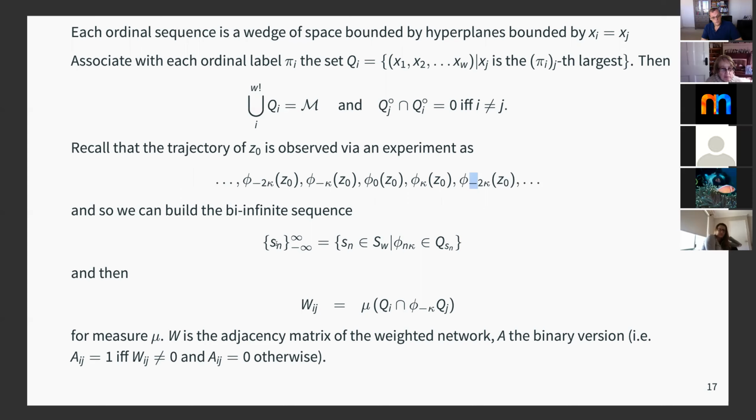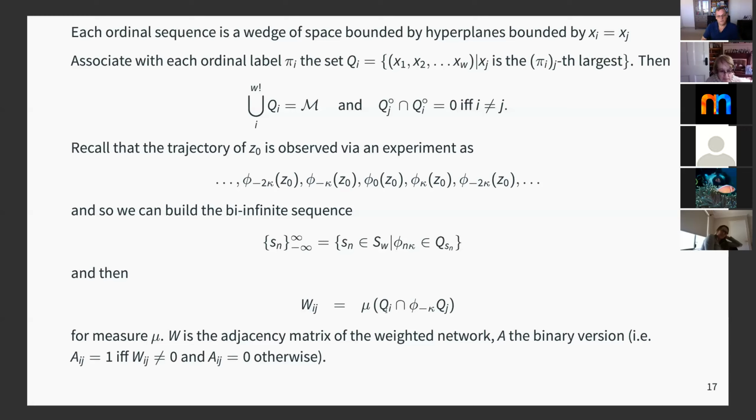So we get a sequence of these symbols, and we can think about the transition probability, which we are measuring on the time series just by counting up how often we see that transition. Well, that transition probability that we're measuring on the time series is exactly the measure of the intersection between these two objects. It's how often, if I'm in region J and I go backwards time kappa, do I end up in region I? It's the intersection between all these wedges under the dynamics.